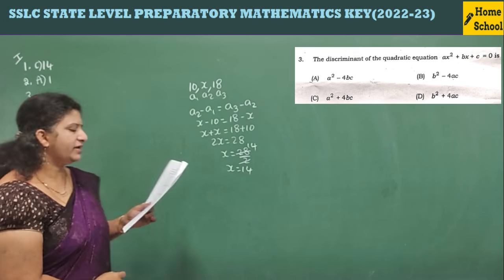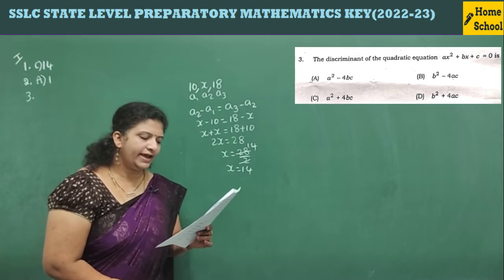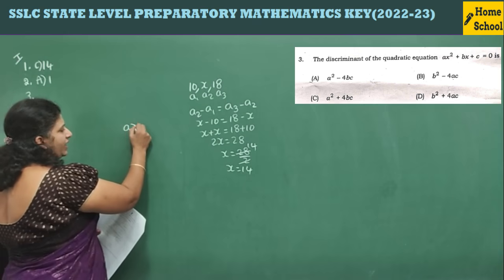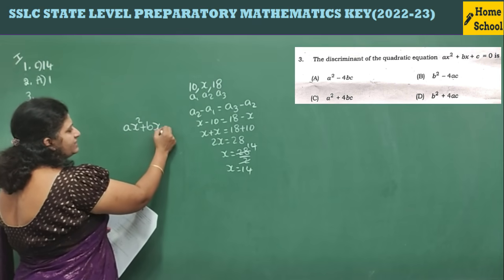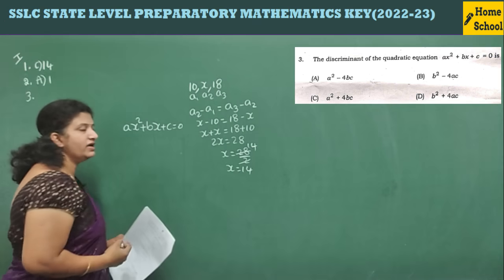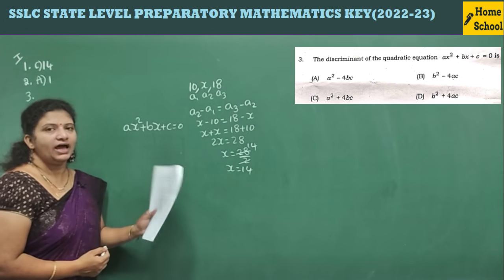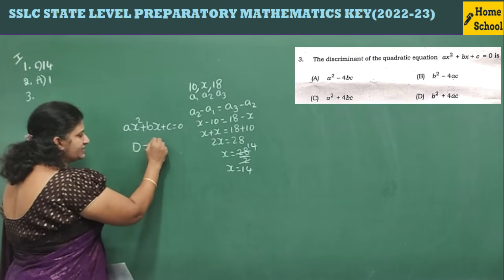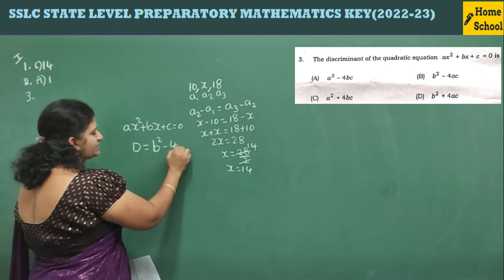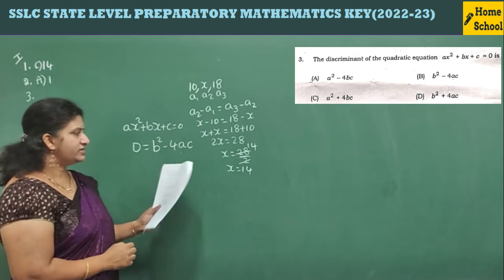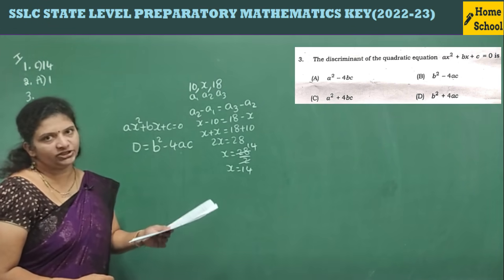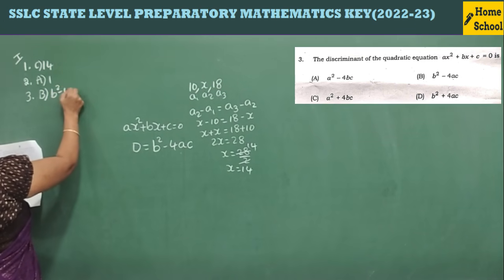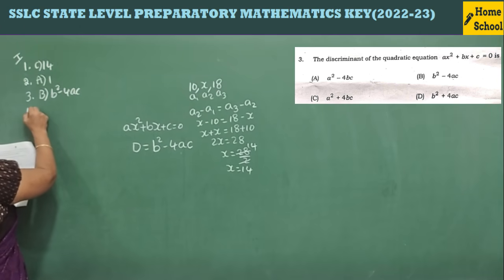Third one, the discriminant of the quadratic equation ax square plus bx plus c equal to 0. This is the standard form of the quadratic equation. And for this, what is the discriminant? We know discriminant is represented by capital D. Its value is b square minus 4ac. Search for this answer here. Option B, b square minus 4ac.